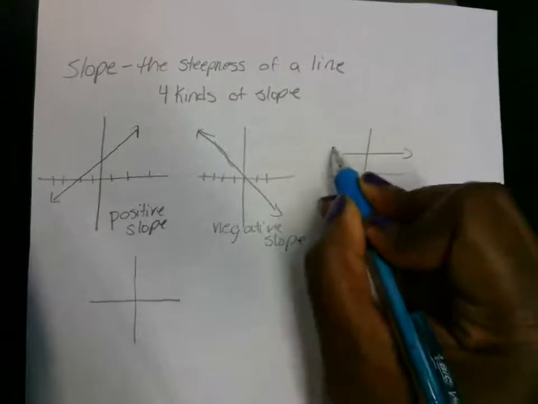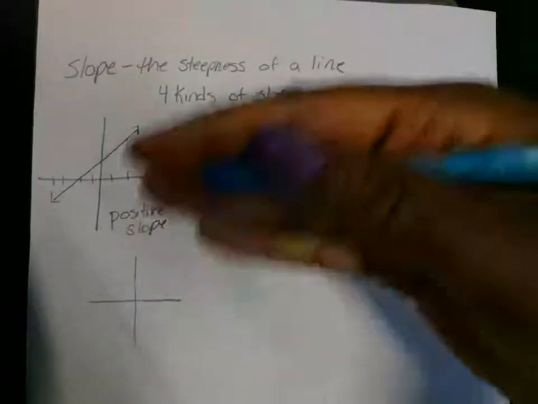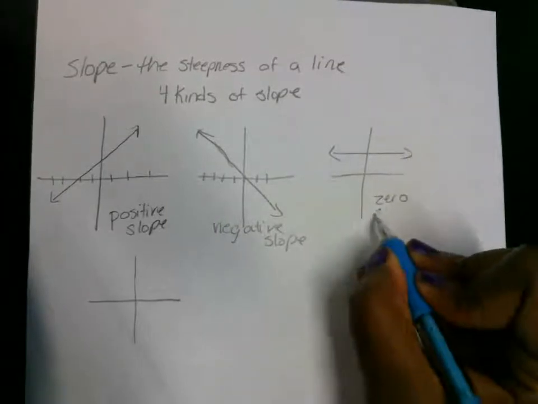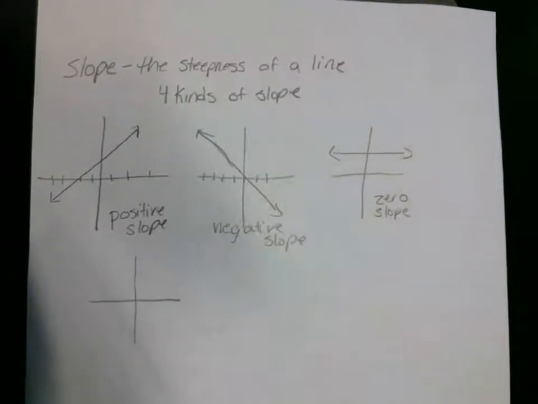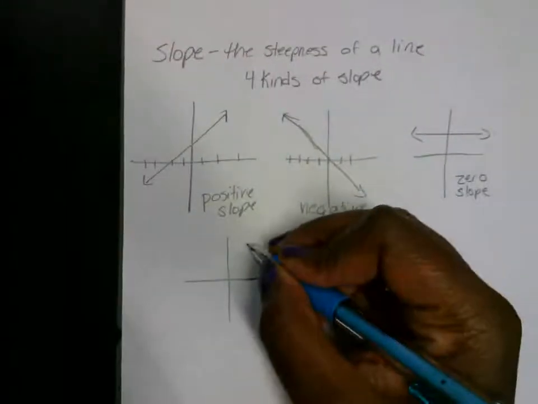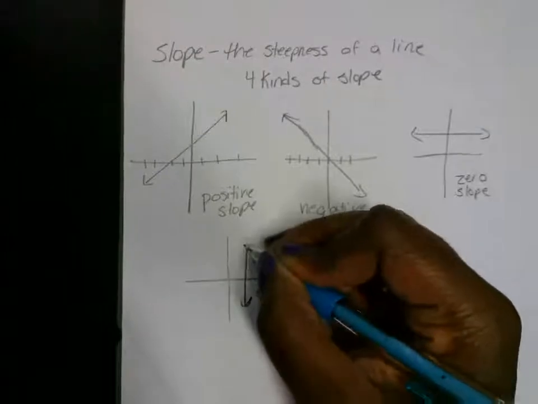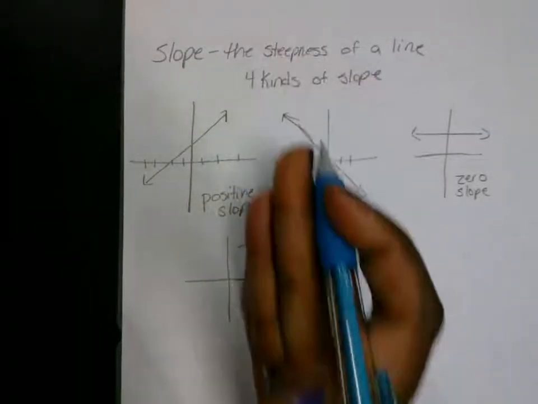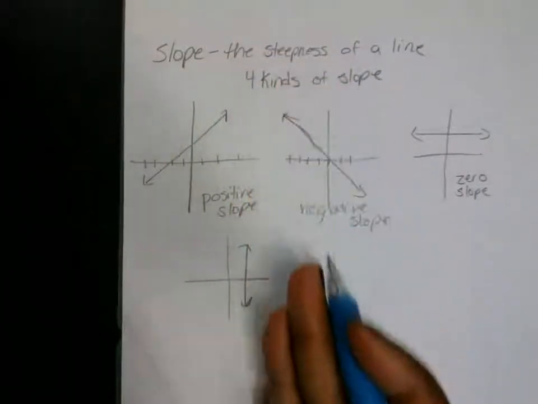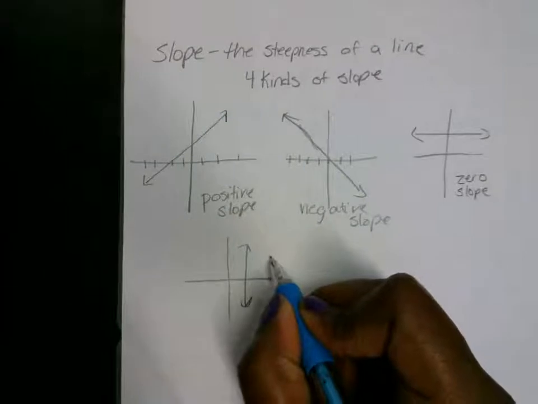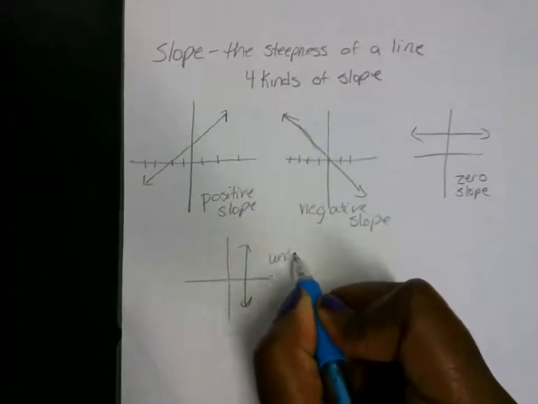This line lays flat. There's no steepness to this line, so this line has 0 slope. And then this line goes straight up and down. It's impossible to walk up a line that is straight up and down. This is a vertical line. This vertical line, going up and down, has undefined slope.